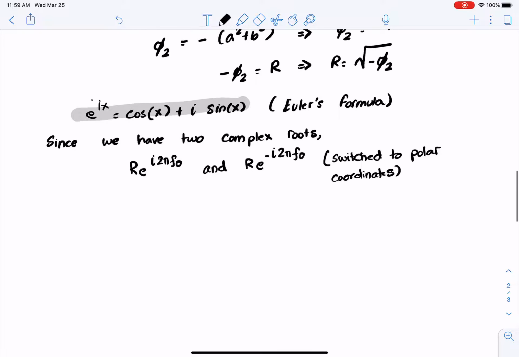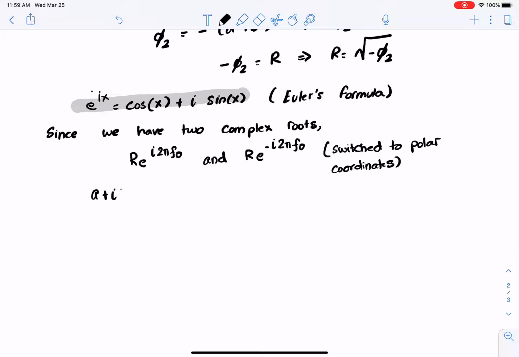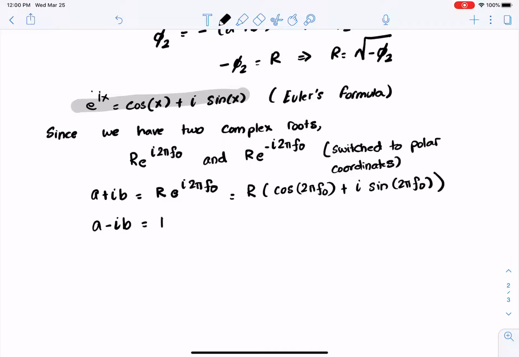So what we can do now, so a plus ib, some complex number, is represented by r times e raised I 2 pi f naught. If we use Euler's formula, that would be r times cosine 2 pi f naught plus I sine 2 pi f naught. I'll mention what f naught is in a matter of time. So a minus ib would be r times e raised minus I 2 pi f naught. That would equal r times cosine 2 pi f naught minus I sine 2 pi f naught. And we are going to add these two equations.